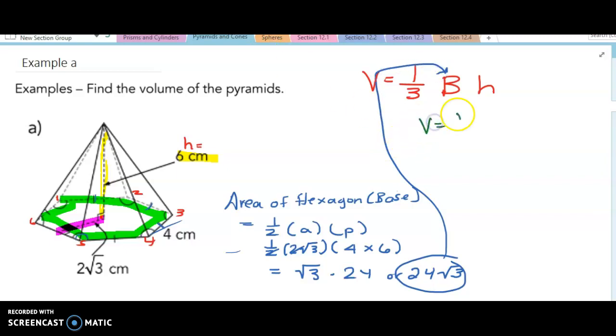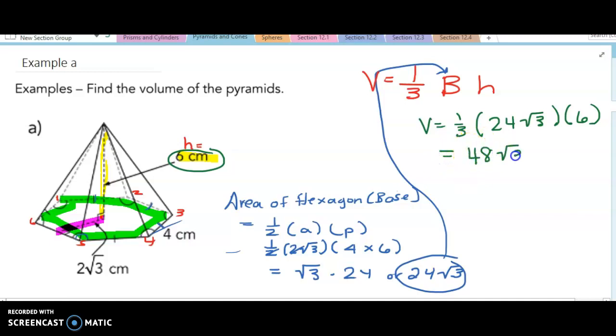Okay, so the volume equals 1/3. The area of the base is 24 square root of 3. And my height, I've already identified, is 6. Okay, well, if I simplify that, I'd get 48 square root of 3, and that's centimeters cubed. Or if I want to round, that's roughly 83.14 centimeters cubed. And that's my answer.